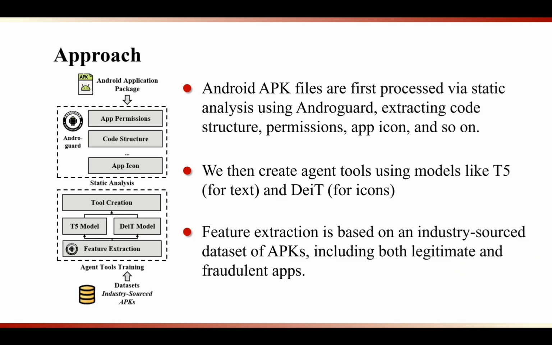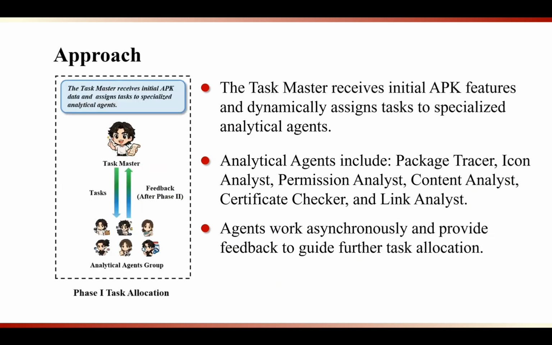Once features are extracted, our tool enters the task allocation phase. A central controller called the task master takes the initial data and dynamically assigns tasks to specialized agents. Each agent is responsible for a specific modality. These agents work in parallel and return their intermediate results to the task master. Based on these results, the task master can reassign or launch additional tasks, enabling adaptive and iterative reasoning.